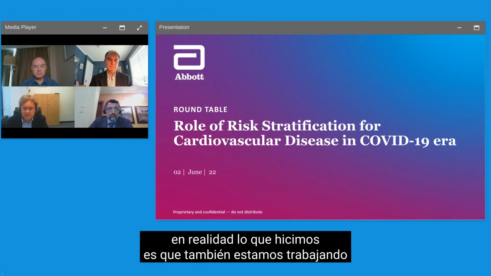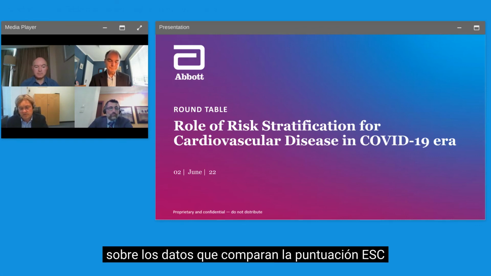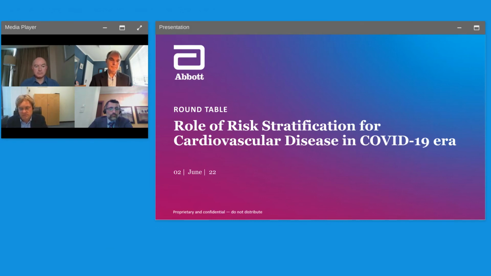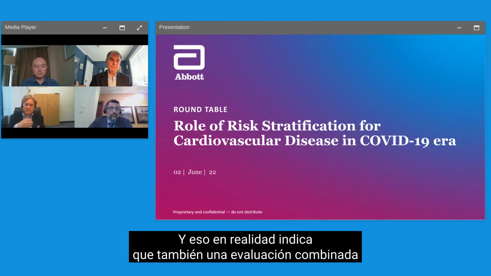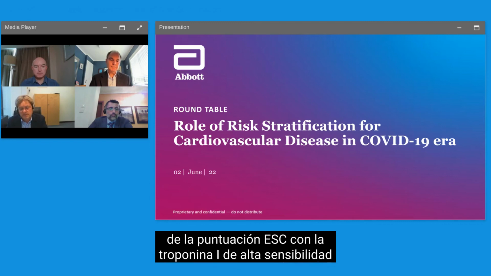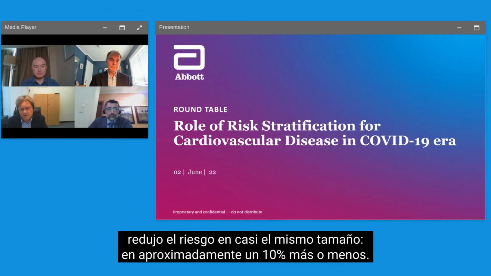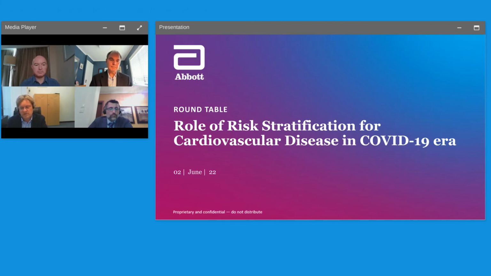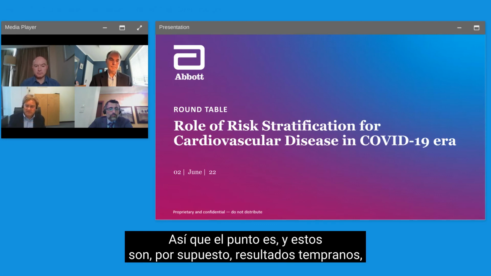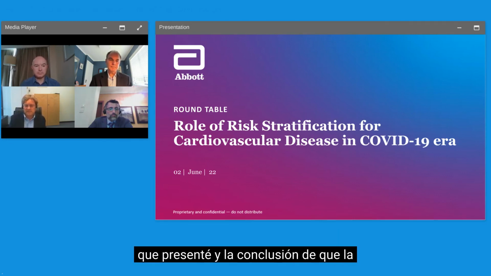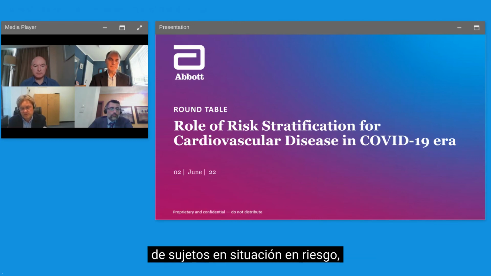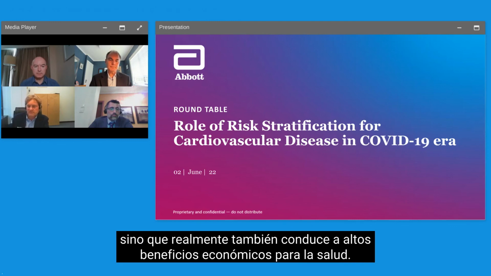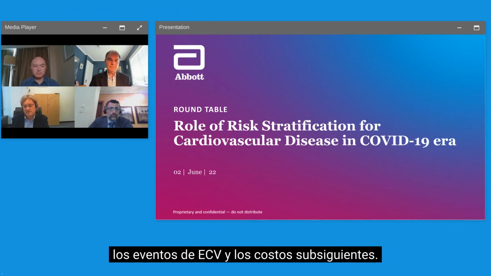Actually, we're also working on data comparing the ESC score with a combination of the ESC score and high-sensitivity troponin I. This study has not been published yet, but first results were already presented at the EuroMedLab meeting in 2019, and they indicate that a combined assessment of the ESC score with high-sensitivity troponin reduced the risk by almost the same size, about 10% or so. These are of course early results, but they would confirm the study results I presented and the conclusion that troponin-supported risk assessments not only improve the identification of subjects at risk, but also lead to health economic benefits, basically due to avoidance of CVD events and consequential costs.